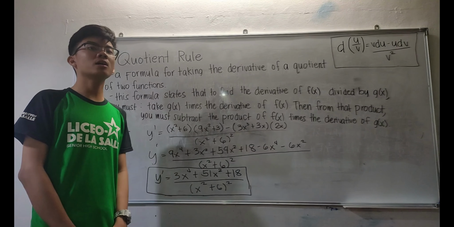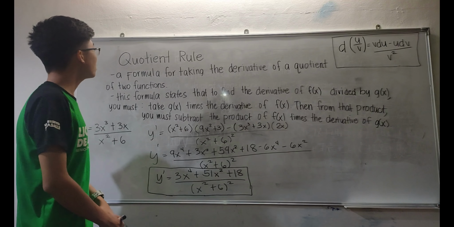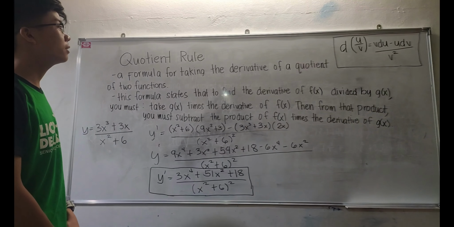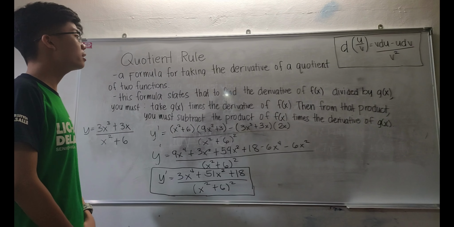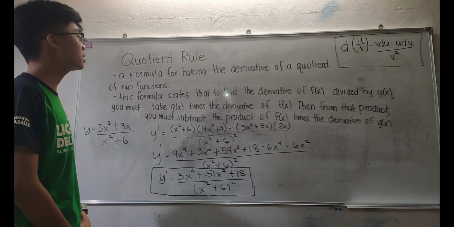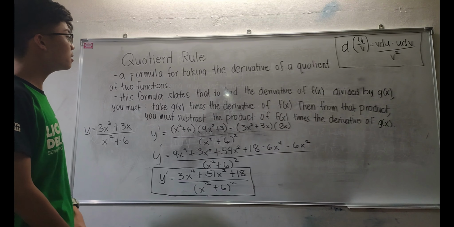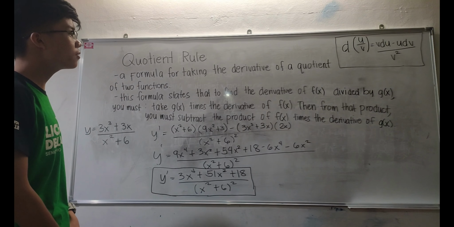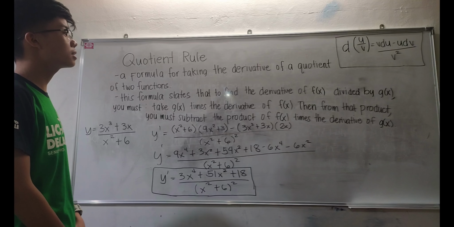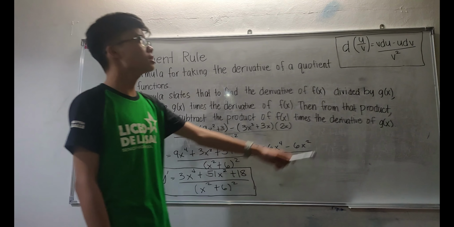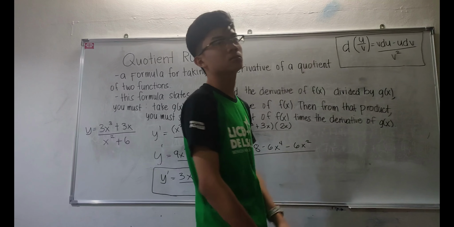So now let us move on to the quotient rule. The quotient rule is a formula for taking the derivative of a quotient of two functions. This formula states that to find the derivative of f of x divided by g of x, you must take g of x times the derivative of f of x, then from that product, you must subtract the product of f of x times the derivative of g of x. So this is the formula of the quotient rule.